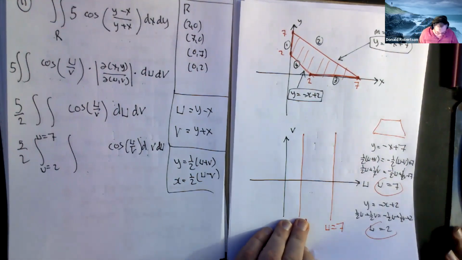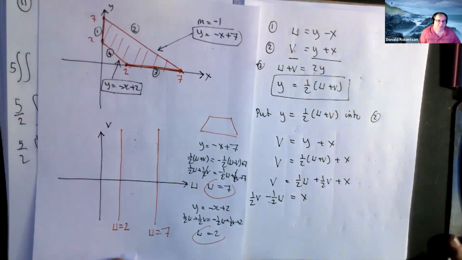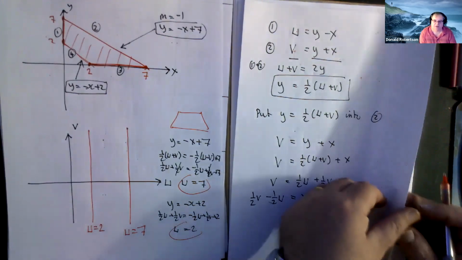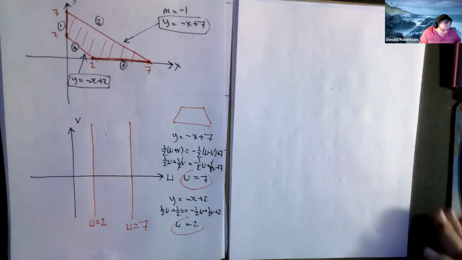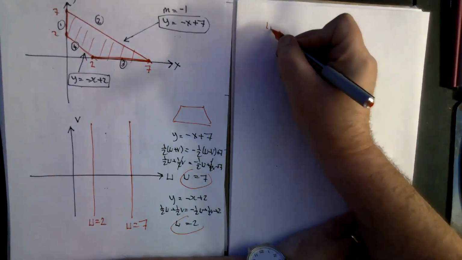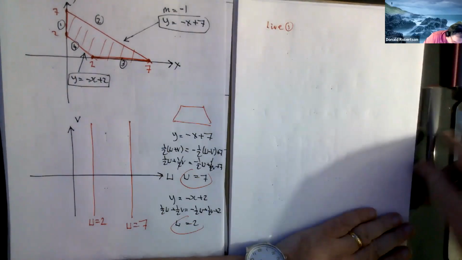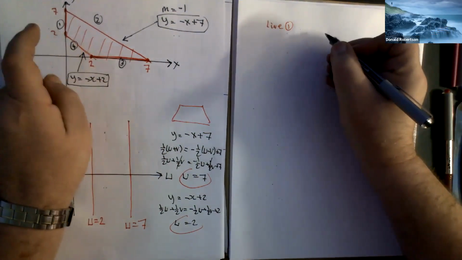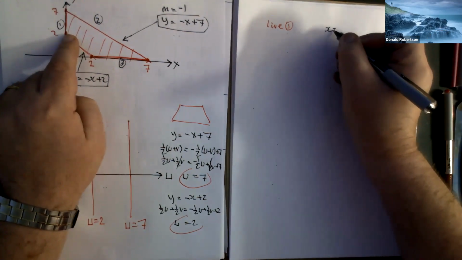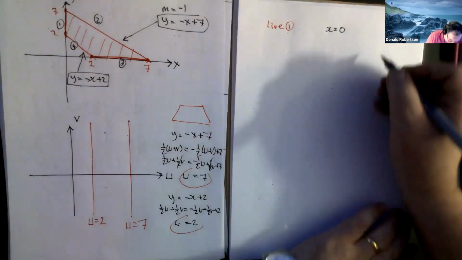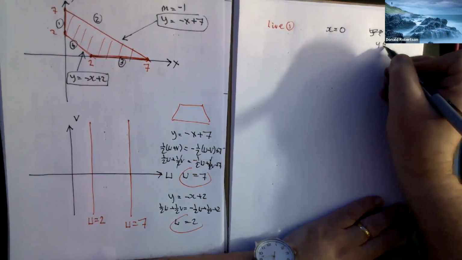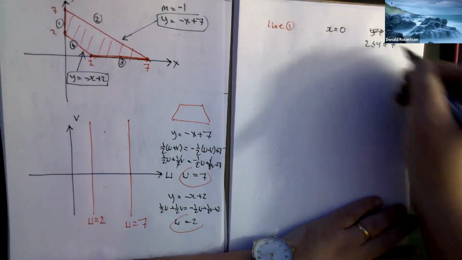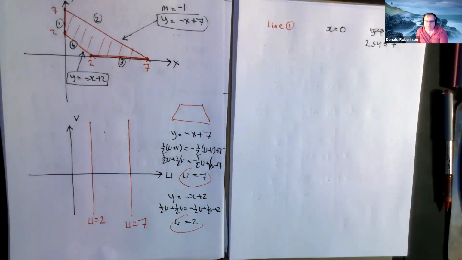What do you want next? Line 1 or line 3? Line 1. Okay. Now, line 1 is a little bit tricky. Line 1 is essentially the line x equals 0, and it goes from y equals 2 to y equals 7, right? So far, so good.